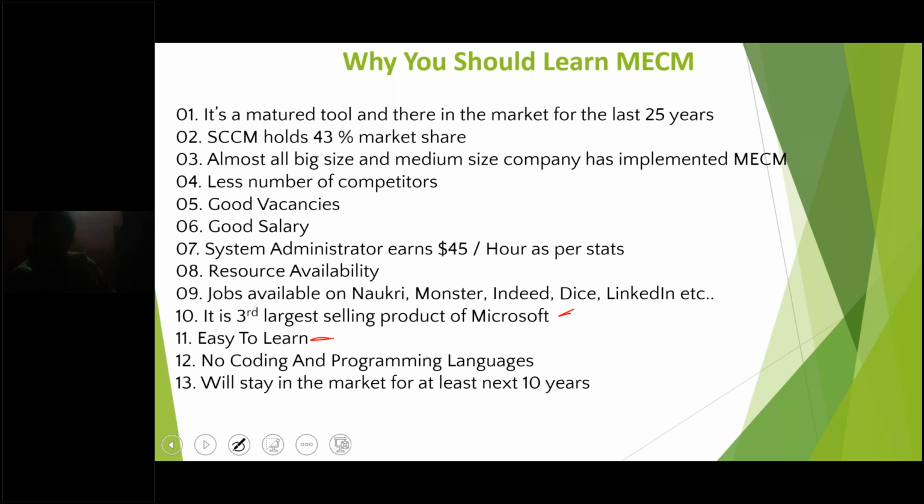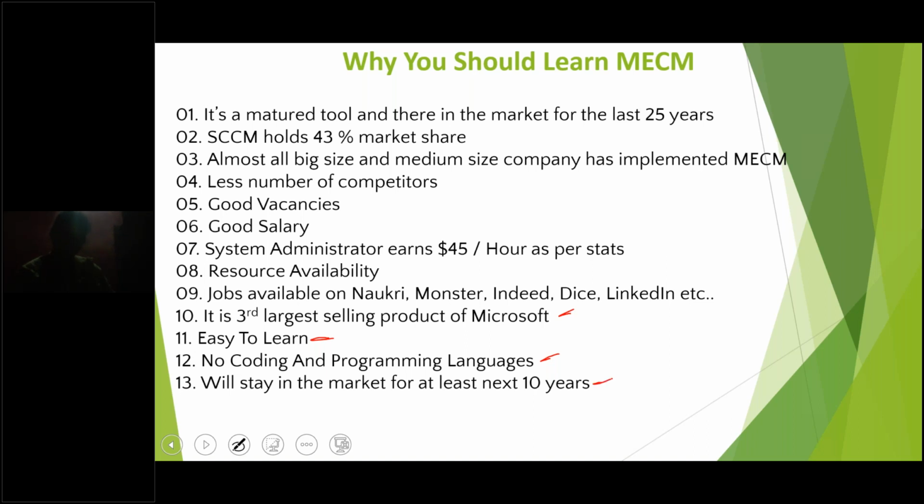Now, it's easy to learn. Those who are planning to make your career in SCCM, it is easy to learn. No programming languages or coding languages are involved in this one. Everything is GUI based. You don't have to learn the boring coding languages here to learn SCCM.